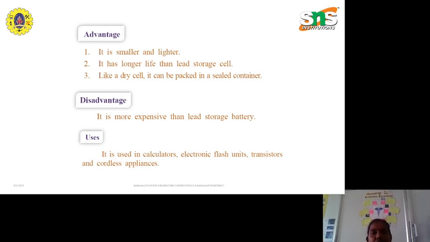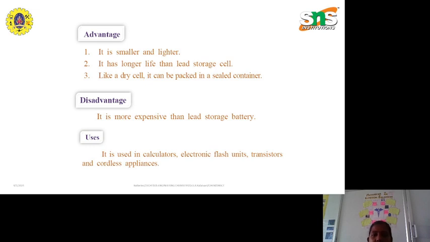Then advantages of nickel cadmium battery, it is smaller in size because in the case of the lead acid battery, we are using 3 anodes and 3 cathodes, but in the case of the nickel cadmium battery, only 1 anode and 1 cathode are used. So smaller in size, automatically lightweight. It has a longer life than lead storage cell.